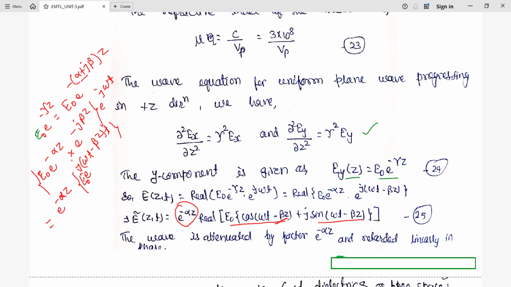So finally, what we have seen earlier in case of perfect dielectric, the wave was not going to attenuate, so this factor was not there, alpha was not available. Only we have the phase constant. Okay, so that is the basic difference here.